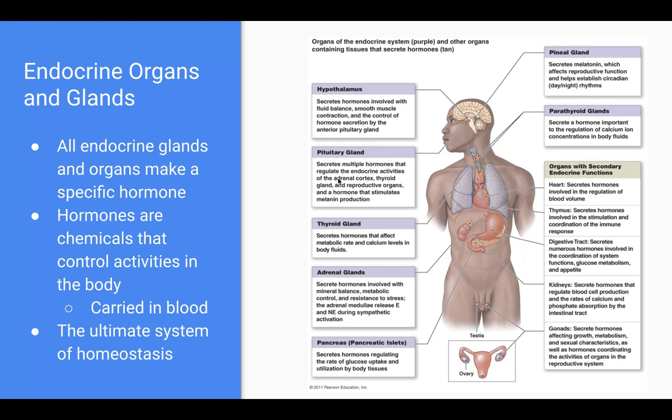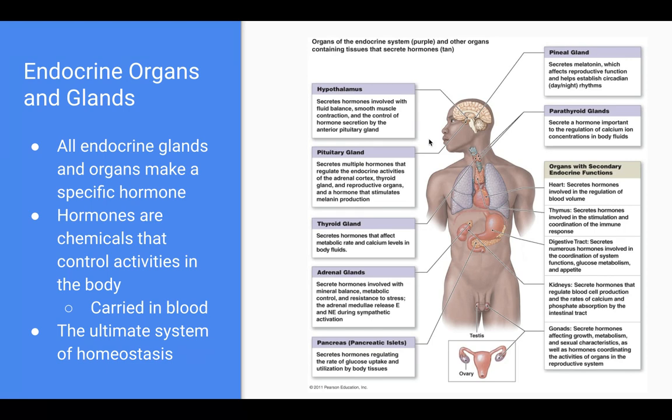All right, there's another gland in the brain called the pituitary gland. Okay, and it actually controls other glands in the body. It can control reproductive organs, and it actually produces a hormone that controls melanin production.